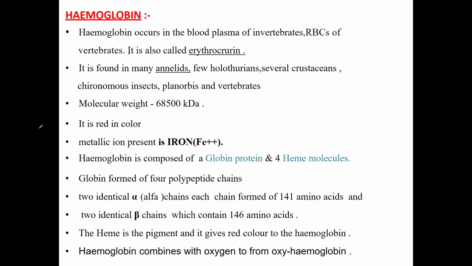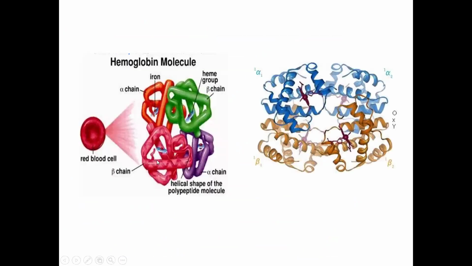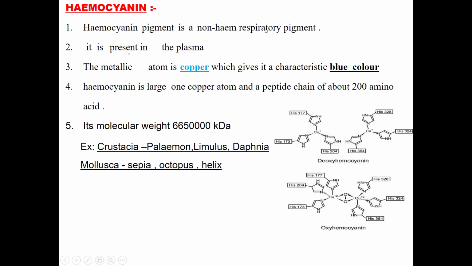That is about hemoglobin. We have already discussed it in respiration. This is the structure. These two are the alpha chains. These two are the beta chains. In the interior of each chain, a heme group is present with an iron molecule. So it can carry a maximum of four oxygen molecules.